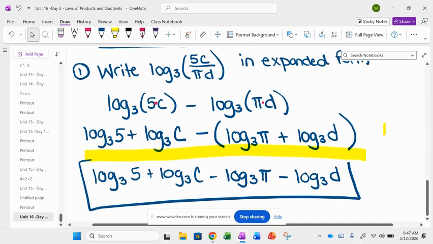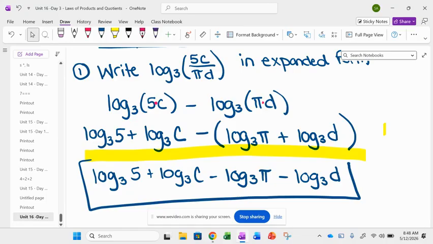So this is expanded form. Expanded form is when we make it as long as possible. We're not leaving any multiplication in the argument. We're not leaving any division in that argument. That's expanded form. We expand it, we make it bigger, we make it longer.